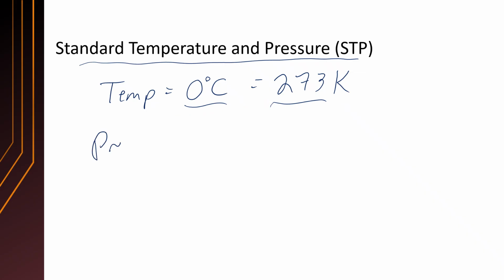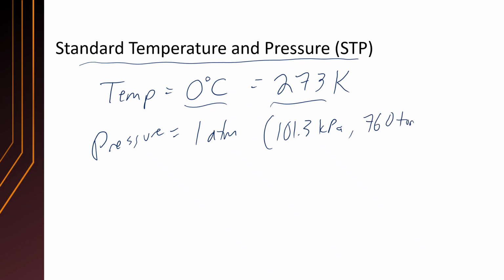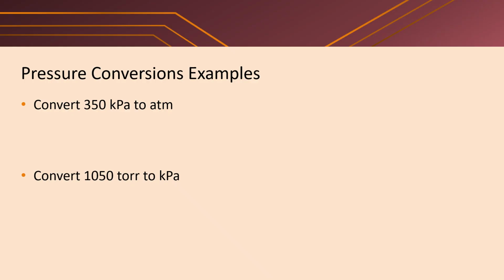Standard pressure then is 1 ATM, or we could say that's 101.3 kPa, or we could say it's 760 torr, or 760 millimeters of mercury, depending on what unit we're using. And so these are standard temperature and pressure to make all of our experiments the same across STP. Let's practice converting between different pressure units.